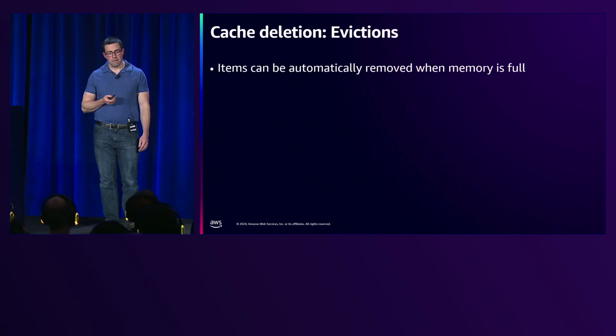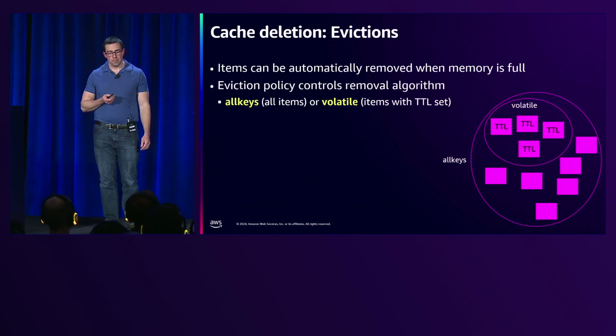Let's talk a little bit about eviction. Eviction is a way that you can automatically remove items from your cache when memory is full, when a storage size has been reached, basically. There are two different eviction pools that you can have based off of your eviction policy. You can either evict items from the set of all items in the server, or volatile items, which are those that are set with a TTL.